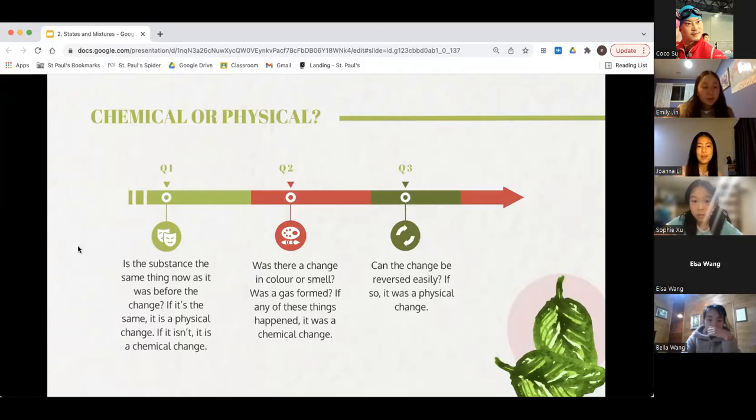Yeah, the change can be reversed easily, like with water again. If you want to turn water into a solid, you just chuck it in the freezer, and if you want ice to turn back to water, you just take it back out. So it's very easily reversed, and that makes it a physical change. And these very simple examples can be applied to a lot of different things. We're just using water as a very basic one, for you guys to get an idea of the differences between chemical and physical changes.